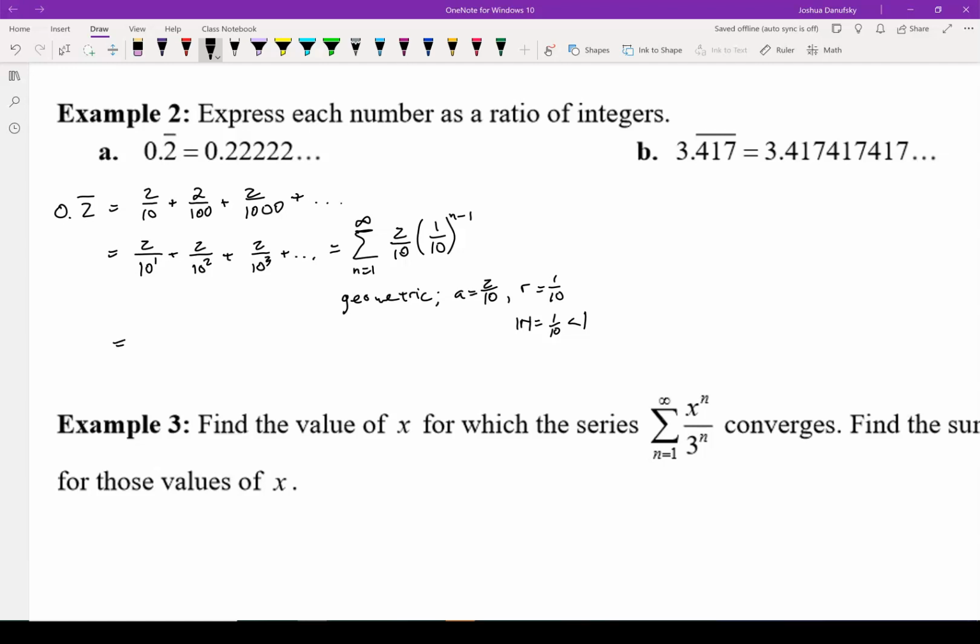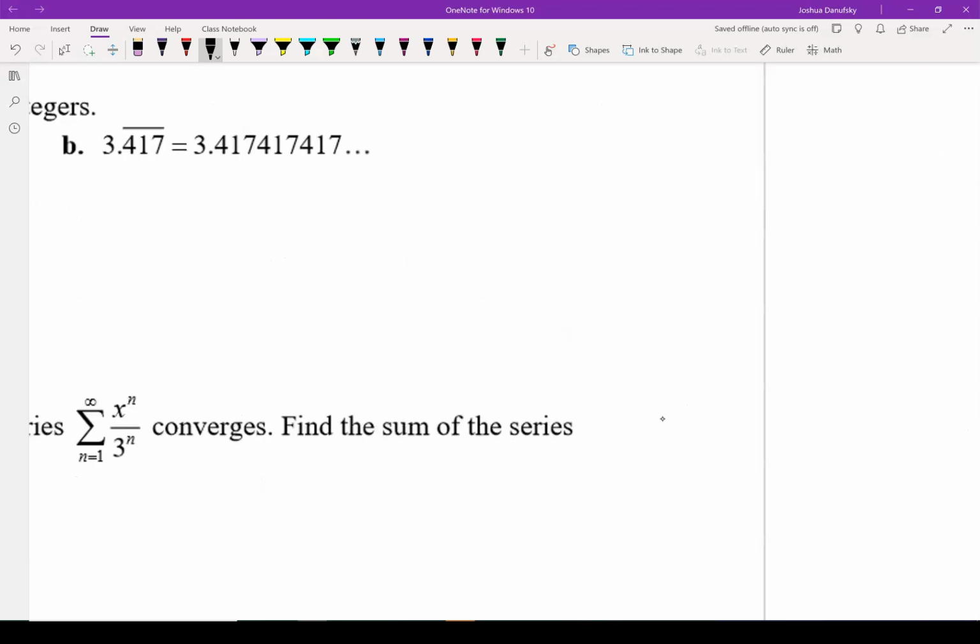And we can write the sum by taking a, which is 2 over 10, our first term, over 1 minus the common ratio. So we have 2 over 10 over 9 over 10. And this becomes 2 over 9. In part B, we're going to repeat this same process.